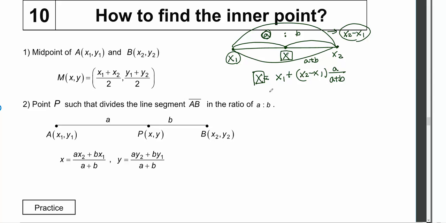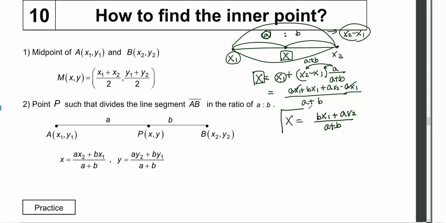Now simplify. This is x1 plus, I'm going to move up here, a plus b as the denominator. x1 times a plus b is how much? A x1 plus b x1, right? Now the next one is the distributive property. A times x2 minus x1 is ax2 minus ax1, isn't it? Ax1 cancels out. So finally we got this one. X equals bx1 plus ax2 over a plus b. That's the formula to find the inner point.